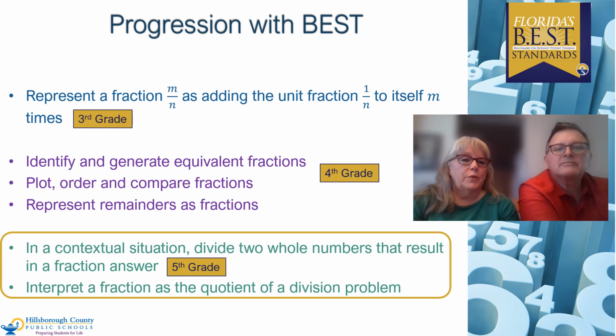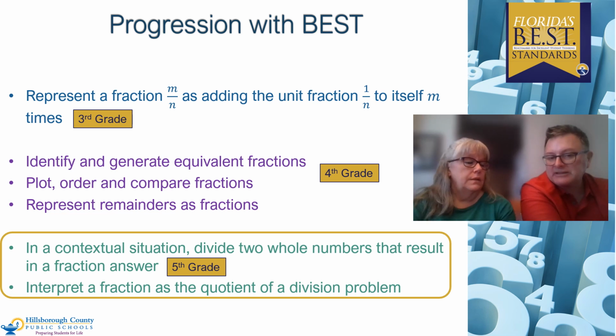Taking a look at the progression within BEST, you can see the benchmarks that are related to this benchmark from 3rd and 4th grade. In green, you see all of the benchmarks that we're going to be covering in 5th grade. This is all part of the same benchmark. They're going to be dividing two whole numbers that result in a fraction answer, and they're also going to be interpreting a fraction as the quotient of a division problem.